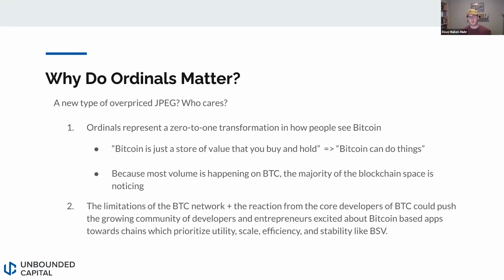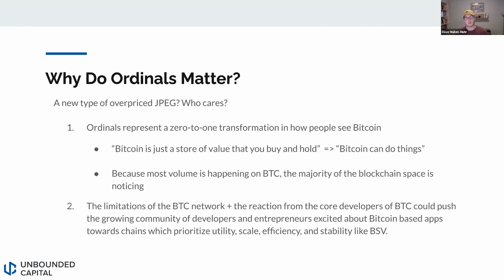But for the vast majority of the blockchain space, a few months ago, Bitcoin was just a store of value that you could buy and hold and send and receive. And that was kind of the end of the story. But with ordinals now, people have this nugget of an idea that, oh, Bitcoin can do interesting things. And what's so exciting about that is that most of the volume is happening on BTC. So this is most of the mind share in the blockchain space. So the number of people who have seen this, oh, you can do something else on Bitcoin, is much larger than it was prior to ordinals.